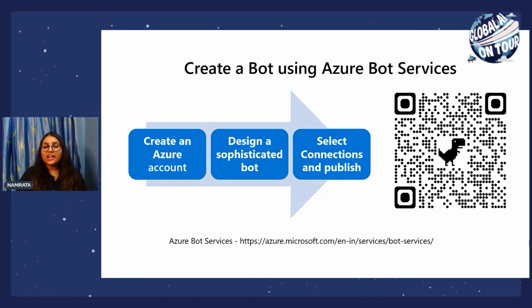If you are an expert or an experienced person, you can design a complex bot in one go. But if you are just a beginner, go for the EcoBot and try out the template which I showed in the previous slide to start with. The last step is to select connections and publish it. Connections are very important, because you want to see how well your bot works on different channels, for example Teams, Cortana, Slack, or public APIs.